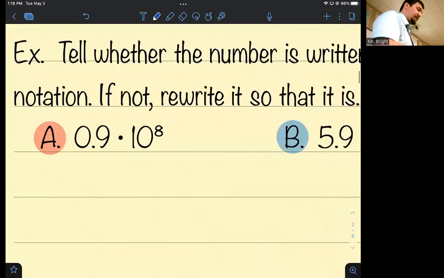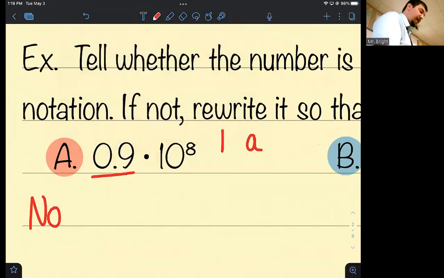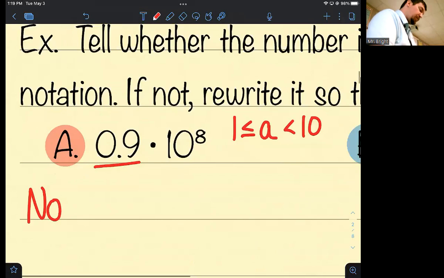Okay. So this is what it looks like to be in scientific notation. Is example A in scientific notation? Xander? No. Why not? Because it's less than 1. Correct. Your factor has to be between, we'll call A that first number, has to be between 1 and 10. It can be equal to 1, got to be less than 10 though. This one's not between 1 and 10. So what we would do is slide the decimal point over and make this a 9. That's between 1 and 10.